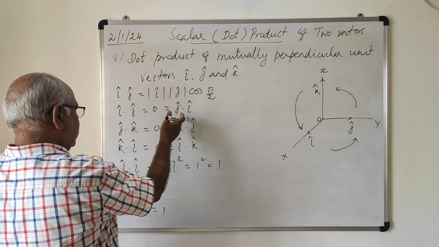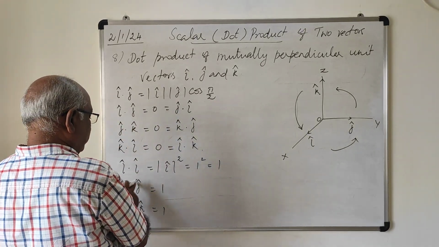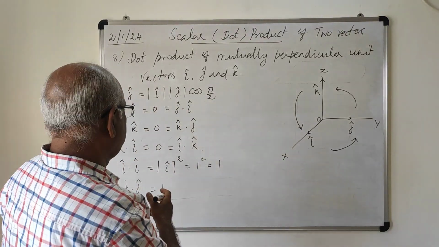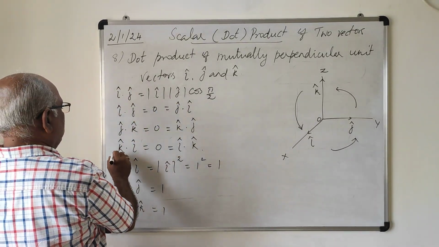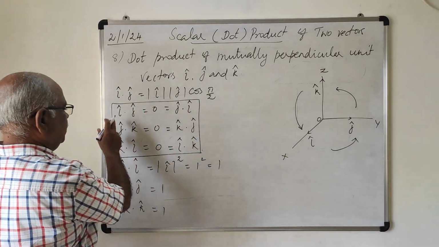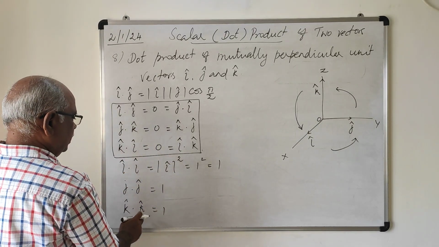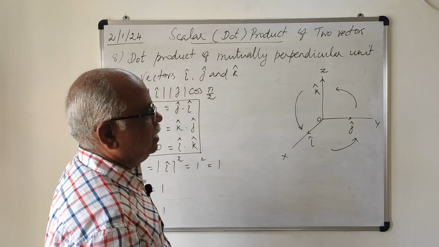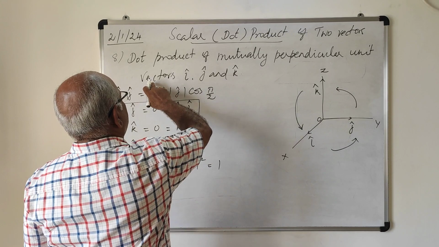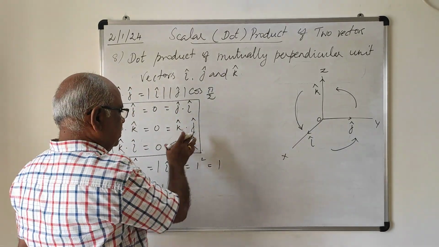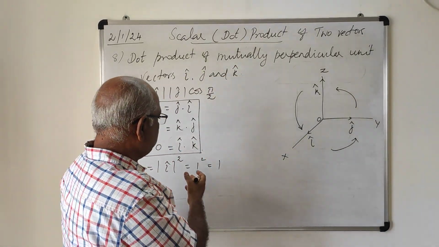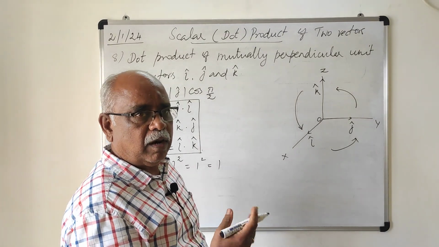I mean the same vector, I dot I, J dot J, K dot K are 1. Otherwise they are 0. If one vector is different from the other vector, then the dot product is 0. If the vectors are the same, then the dot product is 1. This is the idea of the dot product of three mutually perpendicular unit vectors I, J and K. See, these are very important ideas to solve problems, to find the dot product of two vectors.